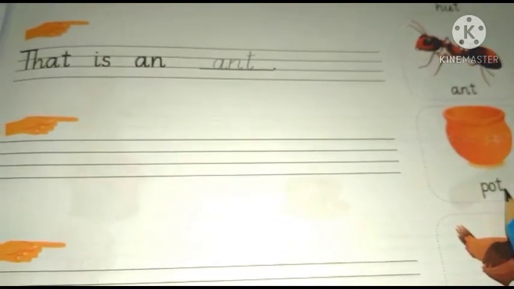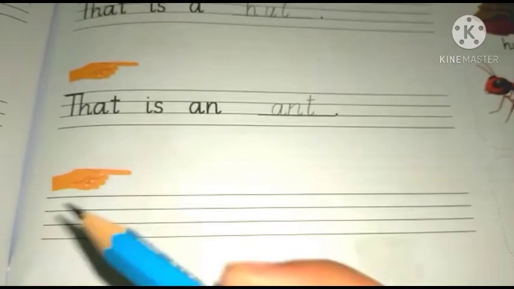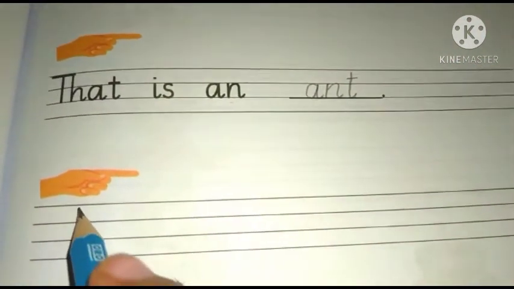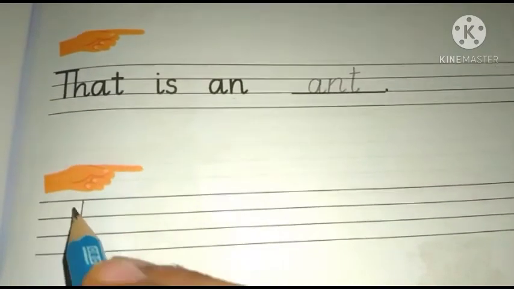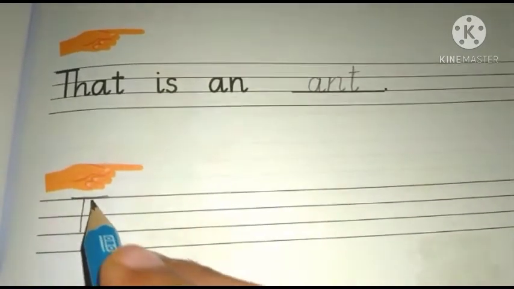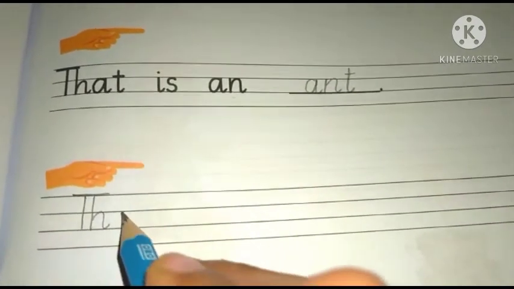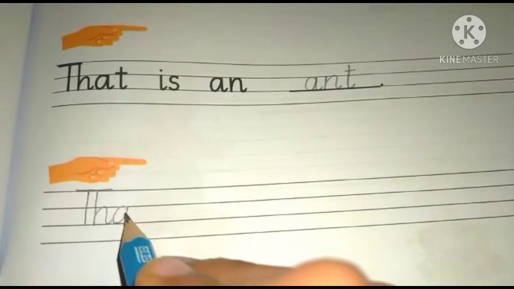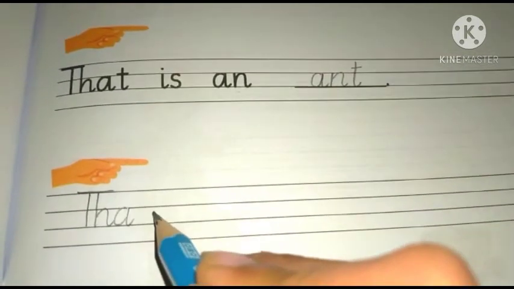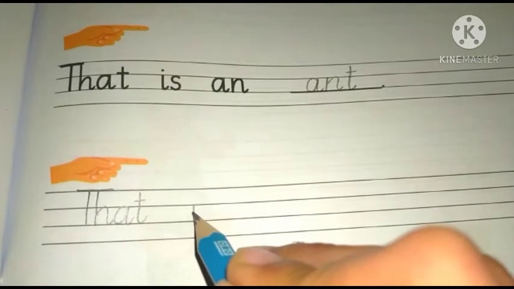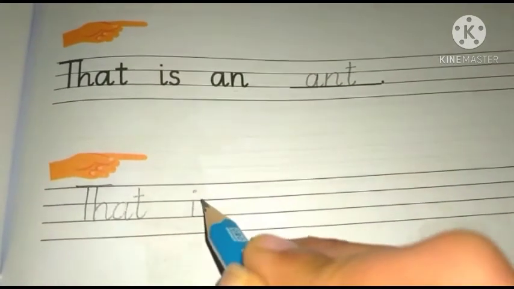In next picture, we are having pot. That is far from us. So make sentence with that. That is a pot. We will use a because pot begins with letter P. P is a consonant. And that T would be capital for that because T is the first letter of this sentence. That.